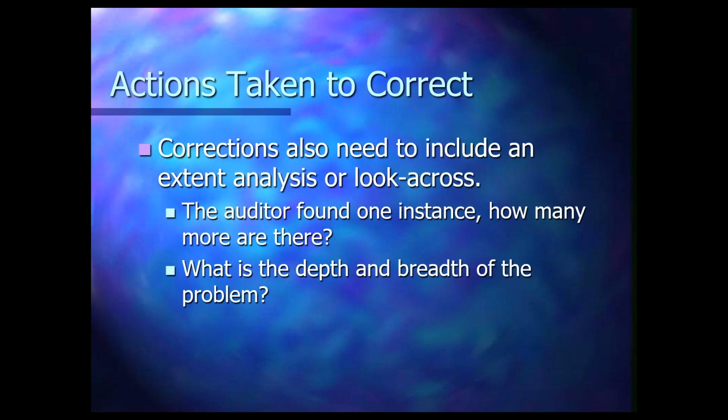What is this? Well, you can understand extent analysis as an extension, very clever, of the correction. Another term that we've heard for it is look across. So the concept here is, okay, the auditor found one item, right? The auditor found an uncontrolled form in the quality audit area, or the auditor found one person whose training matrix wasn't filled in. What are the chances that there are other examples of that incident, right?